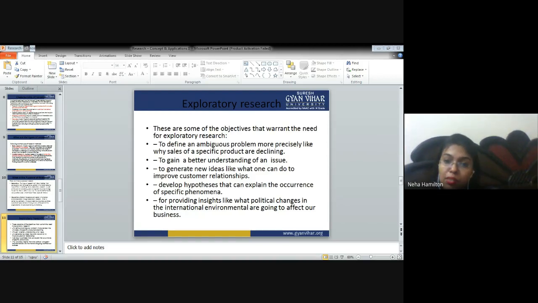Another purpose is to generate new ideas, like what one can do to improve customer relationships, or to develop hypotheses that can explain the occurrence of a specific phenomenon. Hypothesis generation is rare in exploratory research, and sometimes the conclusion of exploratory research is finding out the variables and designing the hypothesis, providing insights like what political changes in the international environment are going to affect the business, right? So again, this is an example of exploratory research.